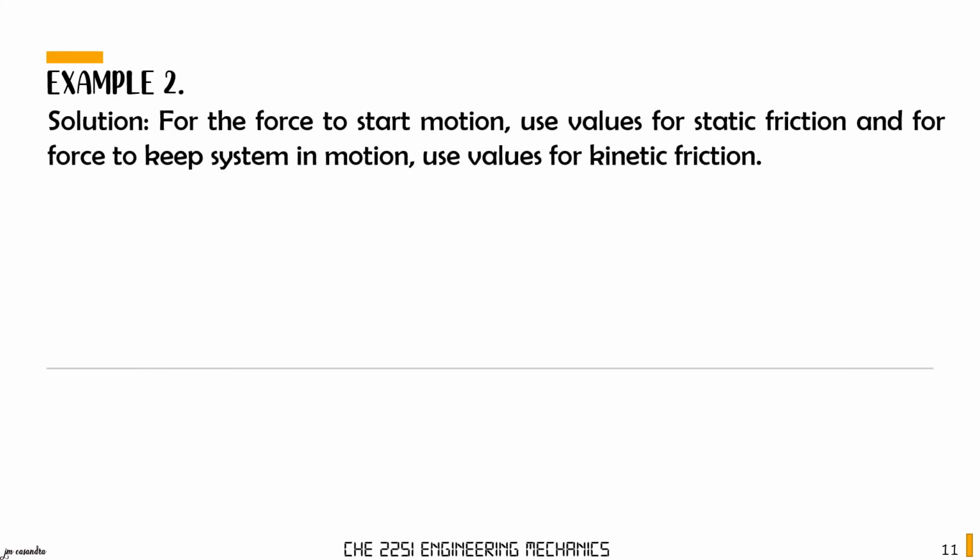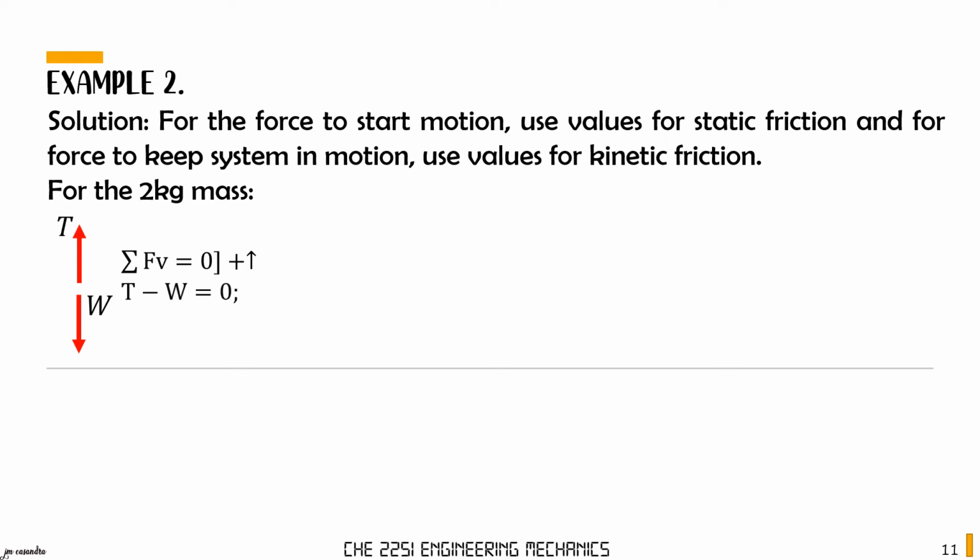So for the force to start motion, we use the value of static friction. And for the force to keep the system in motion, this will now be using kinetic friction. So for the 2 kilogram mass, this will be our FBD. So our equation now will be summation of forces vertical equal to 0, positive upwards. So T minus W equal to 0, or T is equal now to the weight, which is 16.92 newtons.